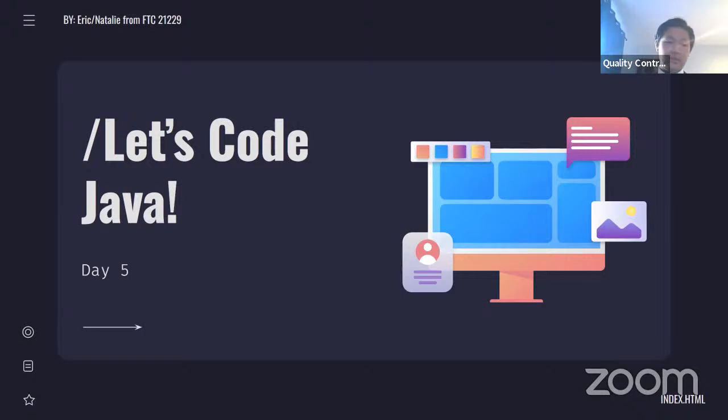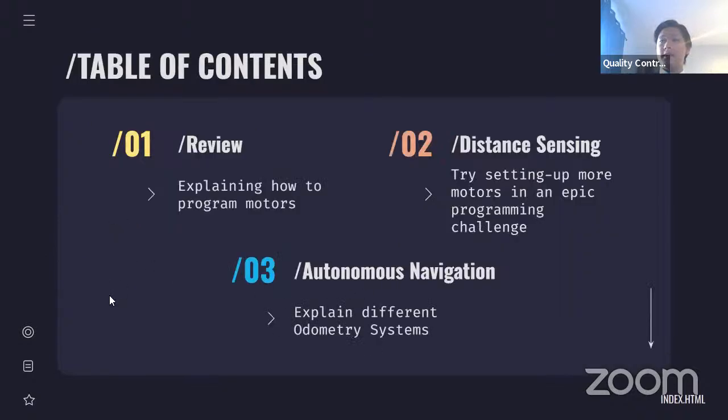So today's mostly a review lesson, but well, let's get to it then. So, welcome. Today is Let's Code Java, day 5 of the lesson. Here's the table of contents. First we'll do some basic review. Then afterwards, we'll get into some distance sensing. Then afterwards, we'll learn about autonomous navigation.